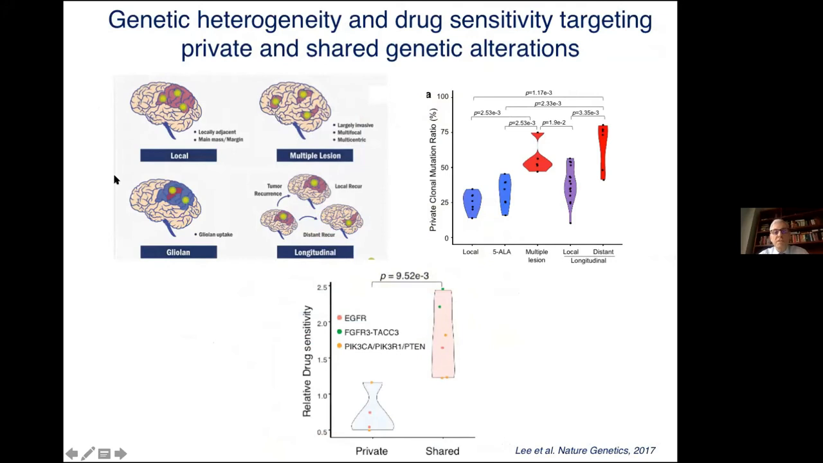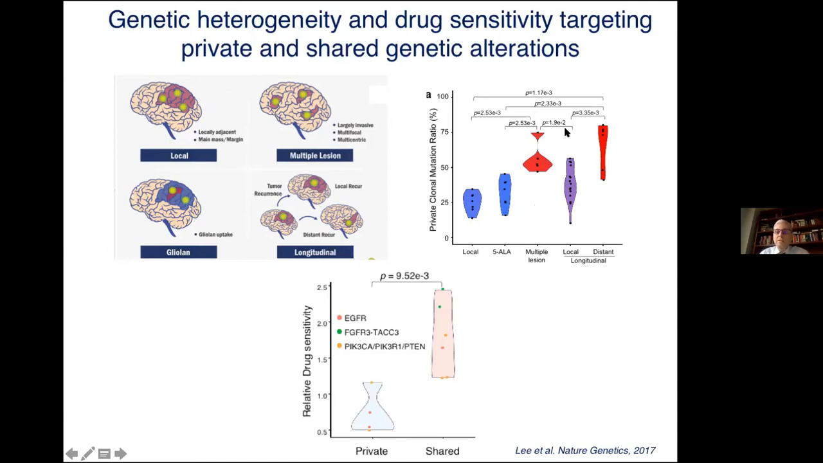Here, for example, you see the summary of a study that we did in collaboration with Do-Yoon Nam in Korea, where we analyzed the different types of lesions, either present as local multiple regions, locally adjacent in the tumor mass, or distant multiple lesions, and then recurrences that were local recurrences or distant recurrences. And then what we could estimate is that the divergence in terms of genetic alterations is directly proportional to the physical distance of these lesions.